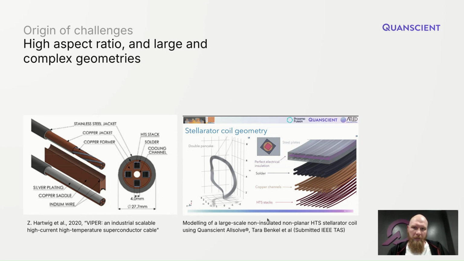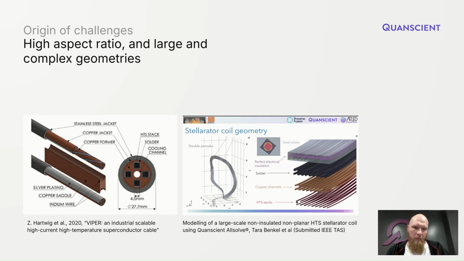Then here's another example of a stellarator geometry. This is a project by Proxima Fusion, and in this case you can see the aspect ratio as well. We are talking about several meter diameter of a magnet, and then the cable, the superconducting stack itself, is around 12 millimeter.